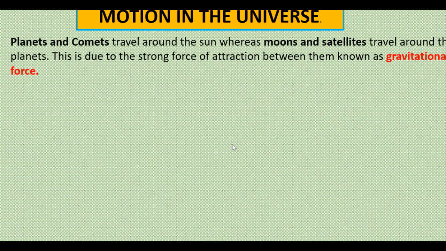Motion in the universe. Planets and comets orbit the sun, whereas the moons and satellites travel around the planets. The reason why they move round is because of a strong force of attraction between them, known as gravitational force.